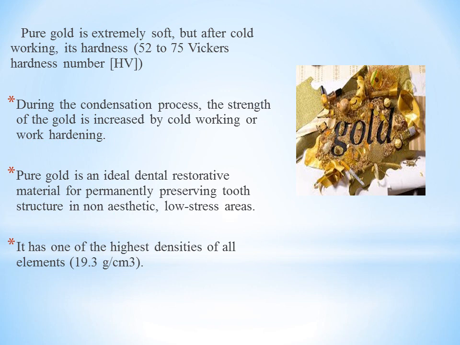During the condensation process, which is basically one of the steps of manipulation of gold, and we will be talking about it in the next slides, when we are condensing the gold foil pieces into the cavity, it is seen that by that process, because we are carrying it out by cold working or work hardening, the strength of the gold is increased. As I mentioned in the previous slides, two pieces of gold are compressed together and they adhere to each other because they are cohesive. And this is also a kind of cold working method. And it is seen that during this process, the strength of the gold is increased. So this is achieved by cold working.